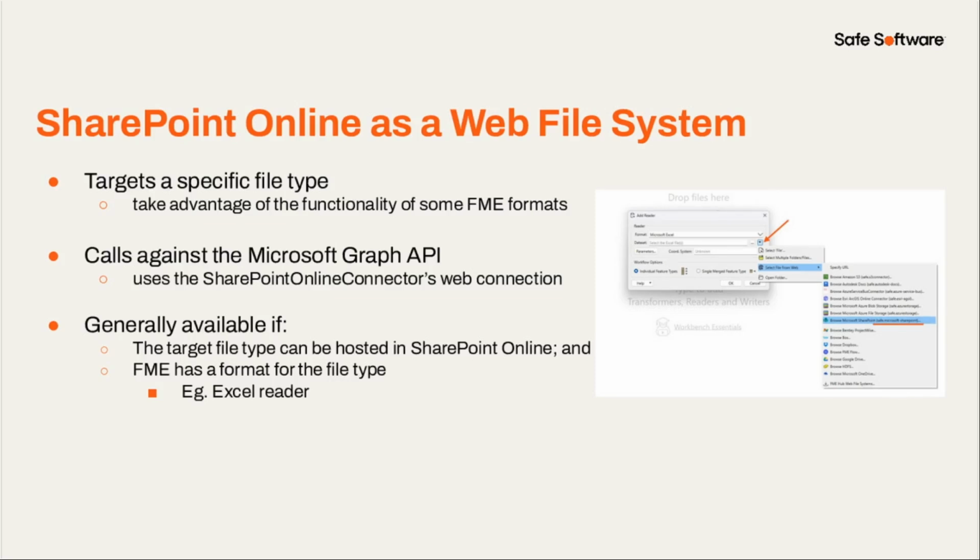And generally speaking, this functionality will be available if the file type that you want to find can be hosted in SharePoint Online, and FME has a format for that file type. And a good example is the Excel reader, and that's in fact what most people use to access this functionality, is through the Excel reader.